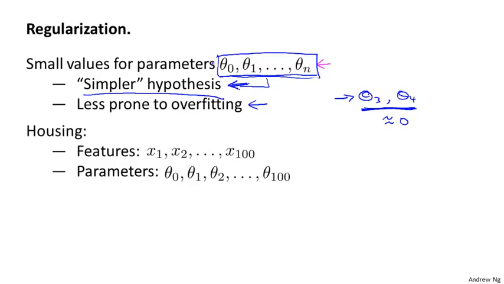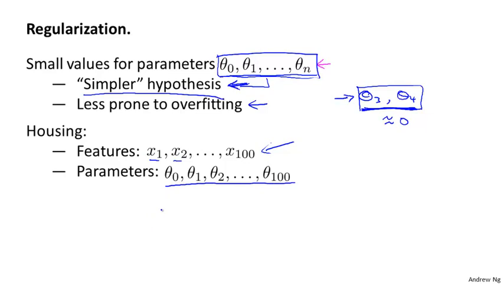For housing price prediction, we may have the 100 features that we talked about, where maybe x1 is the size, x2 is the number of bedrooms, x3 is the number of floors, and so on. And unlike the polynomial example, we don't know which parameters are the high order polynomial terms, like theta 3 and theta 4. So if we have just a set of 100 features, it's hard to pick in advance which are the ones that are less likely to be relevant. So we have 100 or 101 parameters, and we don't know which ones to pick to try to shrink.